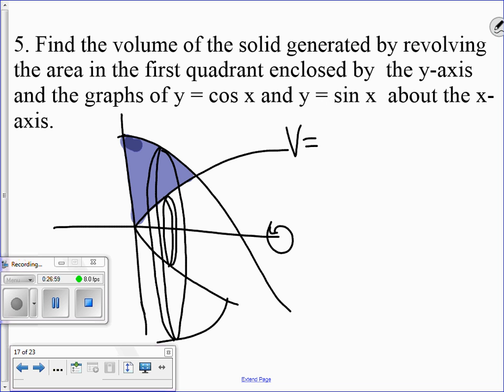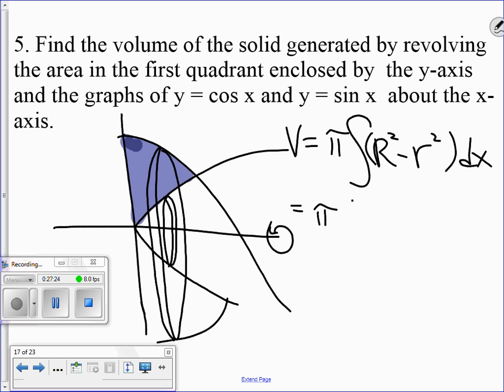All right, now this time, you've got to tell me the washer method, the formula. What do I have to write down first? It's the integral. What do we have to integrate? Big R squared minus little r squared. Okay. And then it's going to be dx again. I know, they probably wanted one with a dy in it.